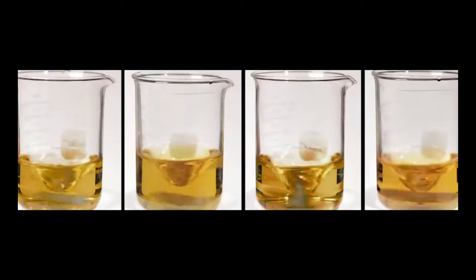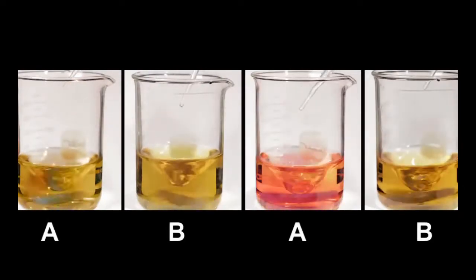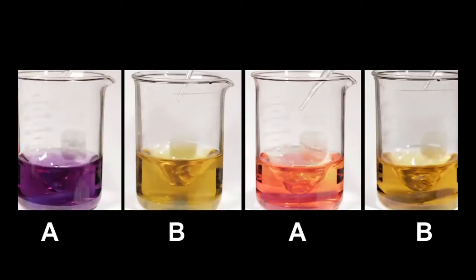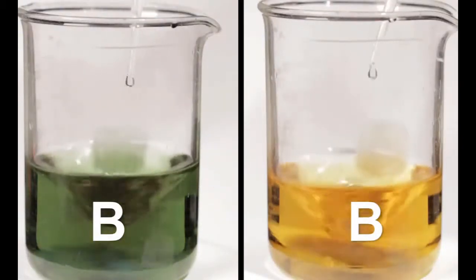Let's look at our pairs of solutions. When we added a strong acid or base to solution A, its pH changed dramatically after just one drop. When we added one drop of acid or base to solution B, its pH stayed the same. Let's add more acid and more base to solution B and see what happens. It takes much more acid or base to change the pH of this solution by the same amount.